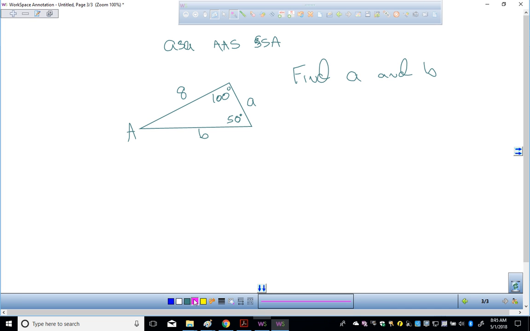So anyone want to guess what my first step might be? There's an easy angle you could find. What angle could I find? You could find angle A, which you probably want to do by subtracting from 180. And everyone knows that that's a 30 with a squiggly in the middle. So that angle is 30 degrees.